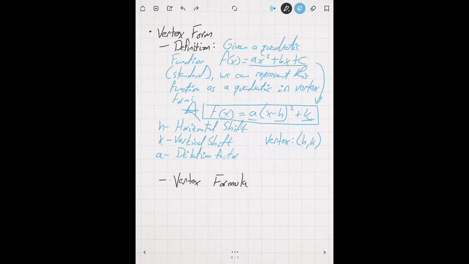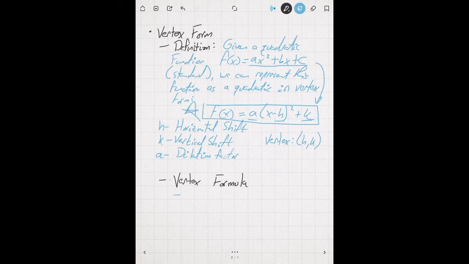Now, one thing you might be saying to yourself is, okay, that's really awesome if you can take this quadratic and put it into vertex form. But how do you do that, right? What's the method for that? How do you even find what the vertex is? So let's start with that question. How do we find what the vertex is of a standard form quadratic? So the vertex formula is a way of finding the vertex from a standard quadratic.